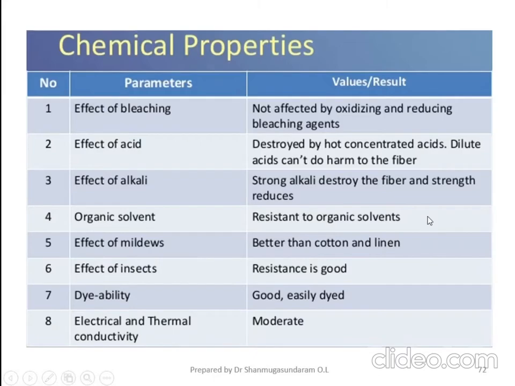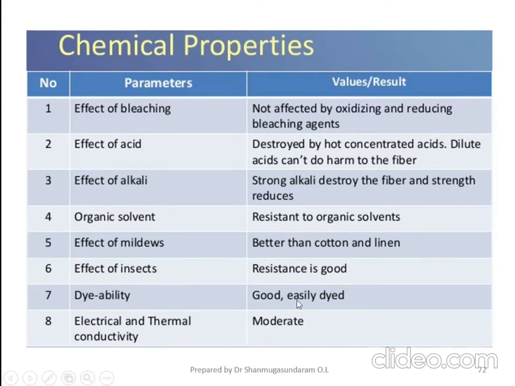Then coming to the chemical properties, effect of bleaching agent: not affected by oxidizing agent and reducing bleaching agent. Effect of acid: strong acids will affect your fiber, whereas dilute acids won't affect your fiber. Alkali: yes, strong alkali will destroy the fiber and your strength will get reduced. Organic solvent: resistant to organic solvent. Effect of mildews: it is better than cotton and linen fiber. Effect of insects: it has good resistance towards insects.